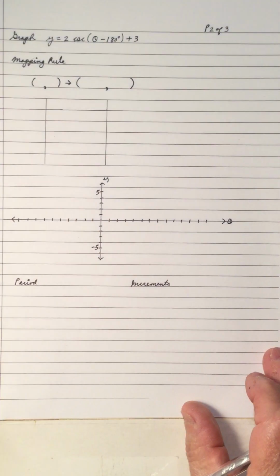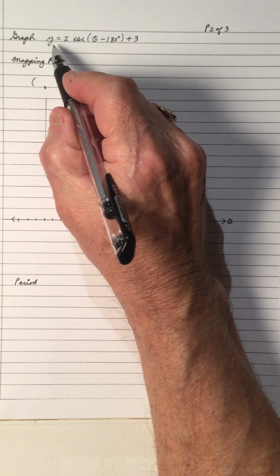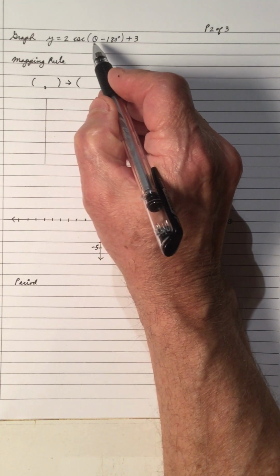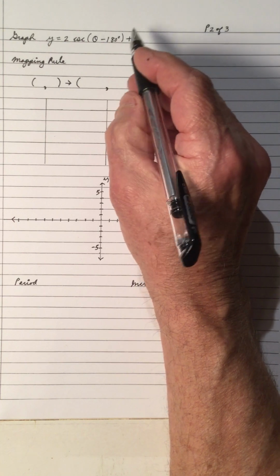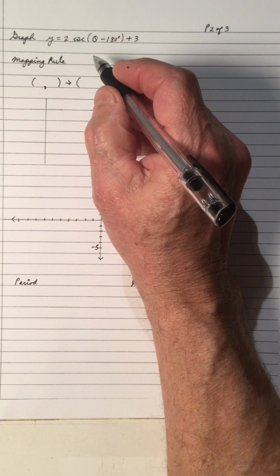Hi, welcome to my video on more cosecant graphs. One of the first graphs we're going to do is y equals 2 times cosecant of theta minus 180, plus 3. And this is a cosecant graph, so I'm going to do it by the mapping rule.